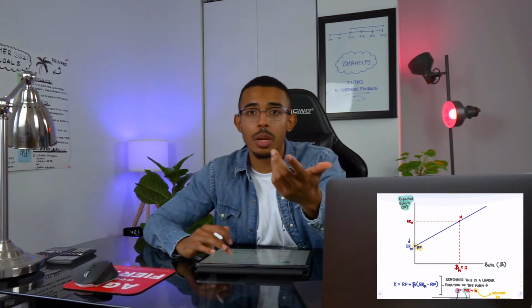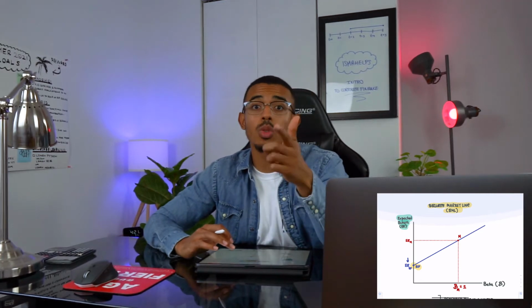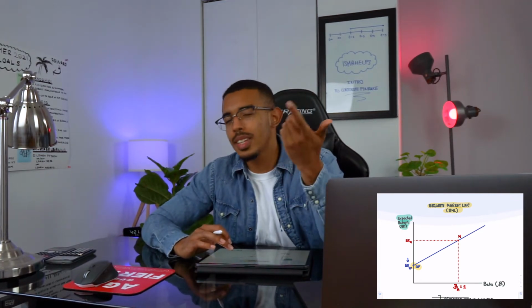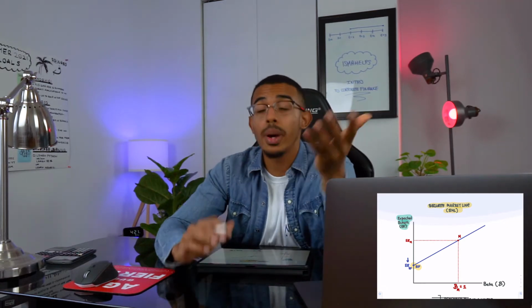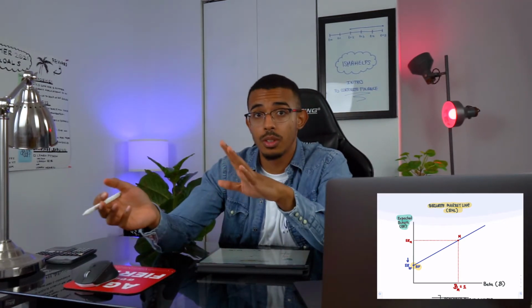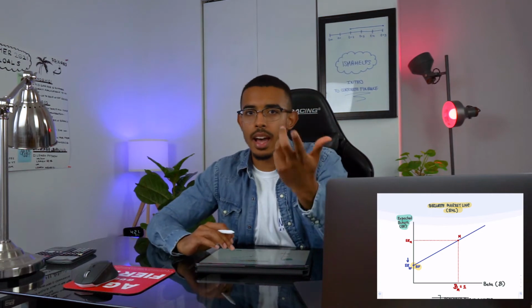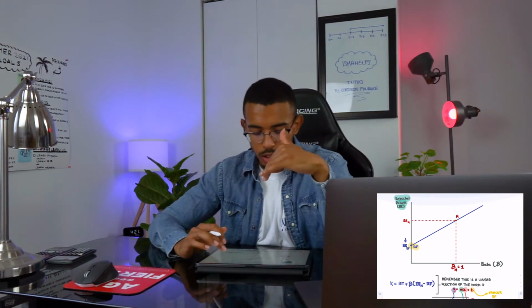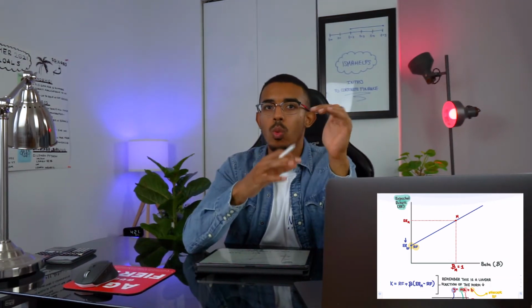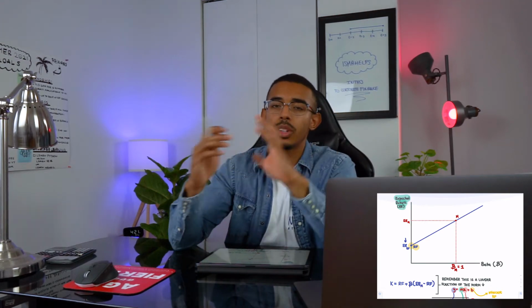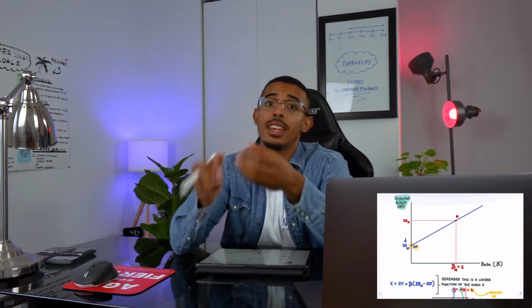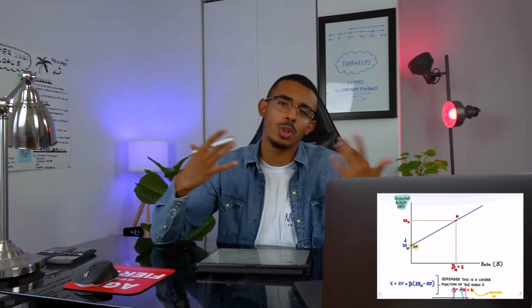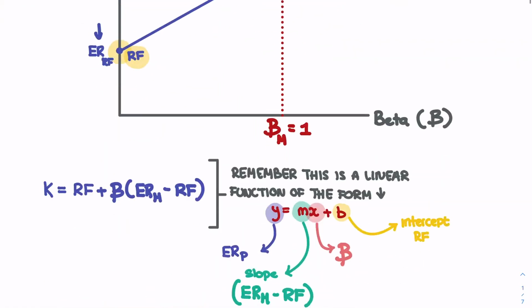So our intercept of our SML turns out to also be the risk-free rate. But why is that the case? We know that our risk-free rate has zero risk, but it does provide some returns, okay? So why is that our intercept of our SML? Why can we say that the risk-free rate has a beta of zero? That's essentially what I'm trying to say in a really bad manner, okay?